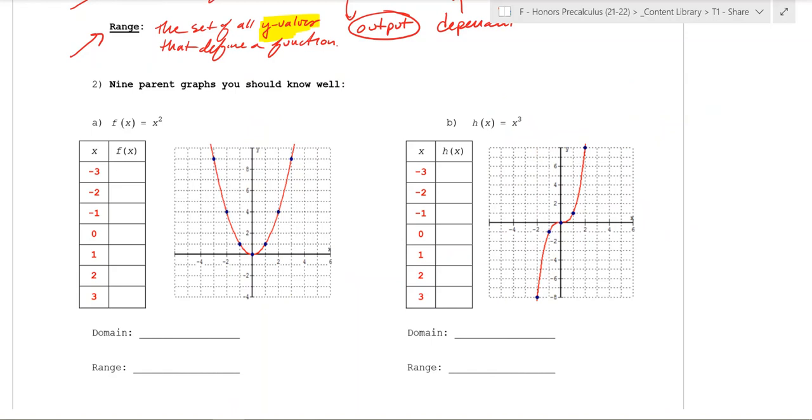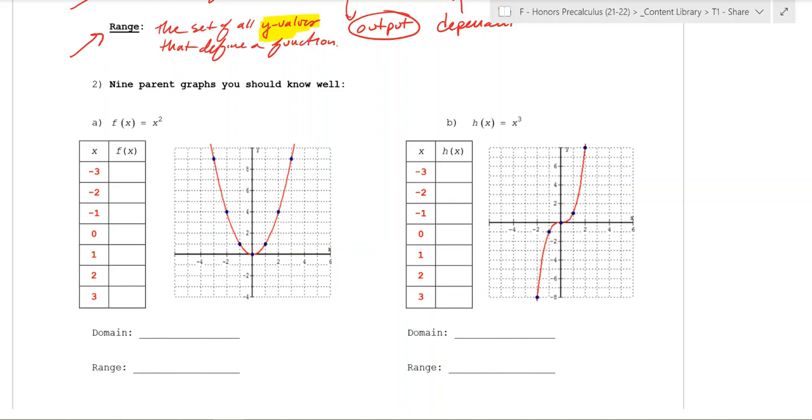Now we're going to look at these two terms with regard to 9 parent graphs. So these are going to be baseline graphs we're going to use to transform into others. These are really important structures, really important shapes that you need to know. And the fail-safe for graphing is you can always plot points. One at a time you can plot points, but there are faster, more accurate ways that give you more powerful tools. But you can always make a table.